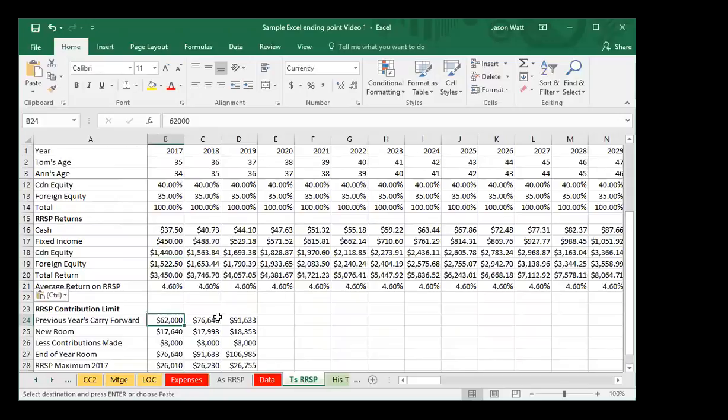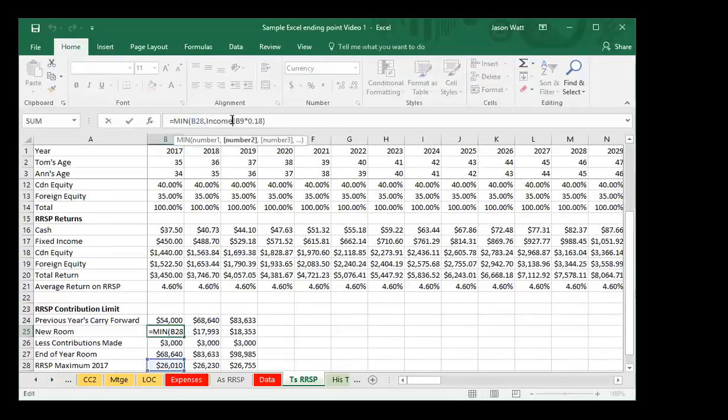And we can see that we do have to start with a new RSP carry forward amount. Let's assume Tom has 54,000 of carry forward room. His new room is going to be based on his income. Right now we have it based on Anne's income, so we do want to go and adjust that. We have that right now based on income B9.